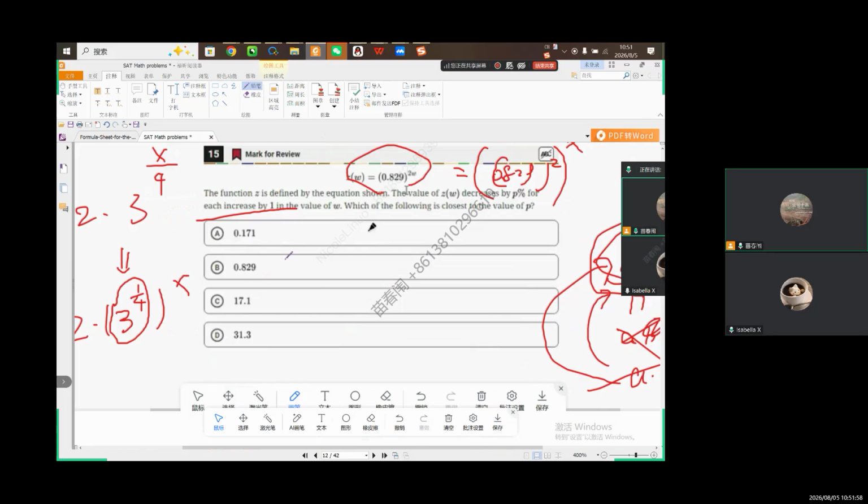The function z is defined by the equation, and the value of z decreased by p% for each increase by 1 in the value of w. Which of the following is closest to the value of p? Let's translate this second sentence into something familiar. It said decrease by p%. So there must be something like you have to multiply by 1 plus p, right? The thing is, it's 1 minus p, right?